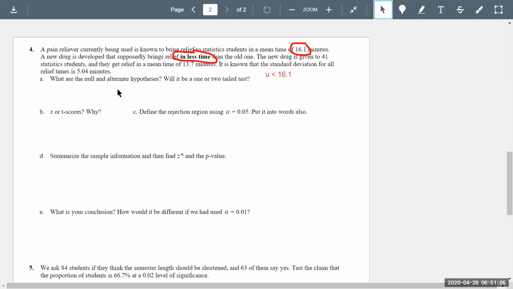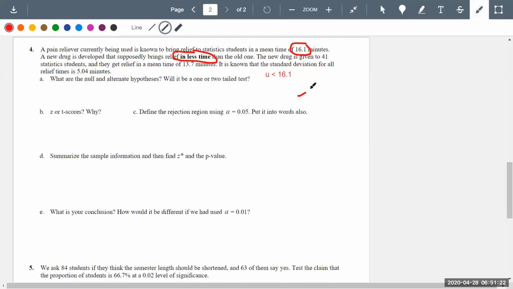That is the sample. What do you call it? That's the sample mean. So that does not have an equal sign, so it would definitely be H1, which means that it's going to be a one-tailed test, less than, so it's going to be one-tailed test down there.